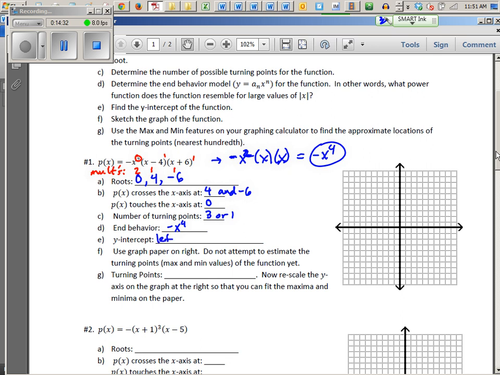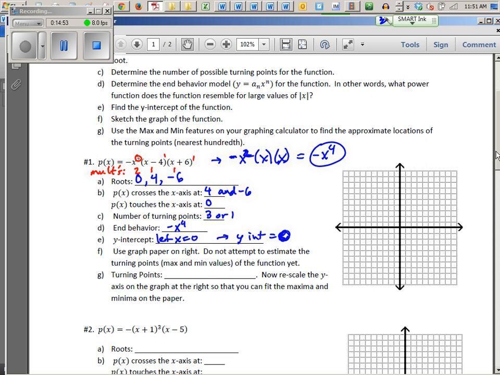Y-intercept, you just let x equal 0. So on this problem, that's just going to give you 0. So the y-intercept equals 0. And then use the graph paper on the right to try to sketch it out. Do not attempt to estimate the turning points yet. So what we're going to do is just sketch what we know.